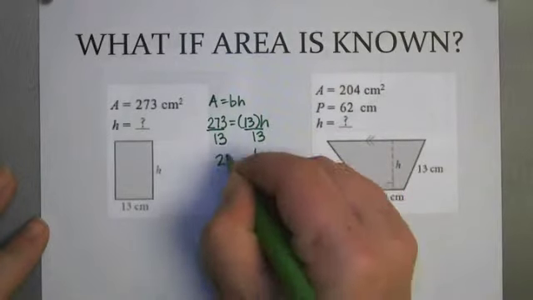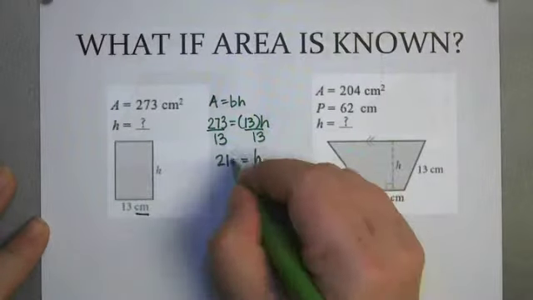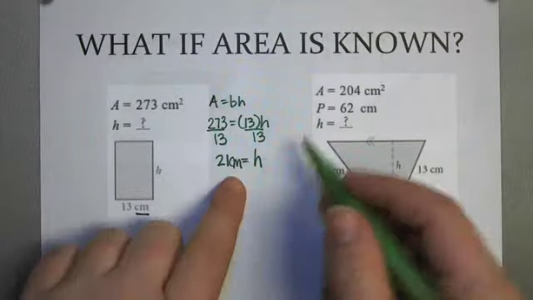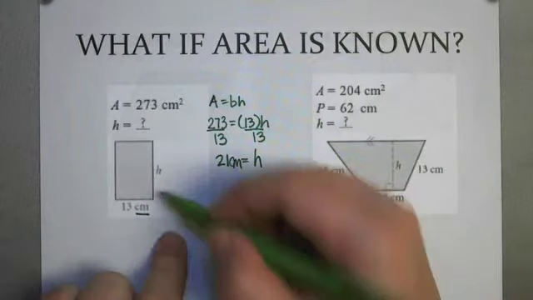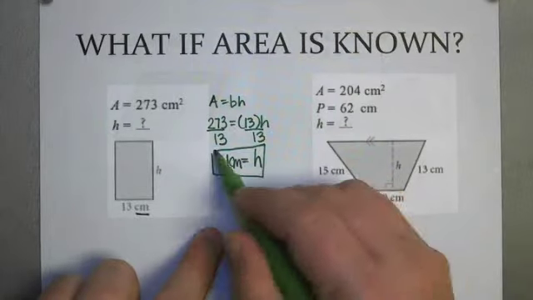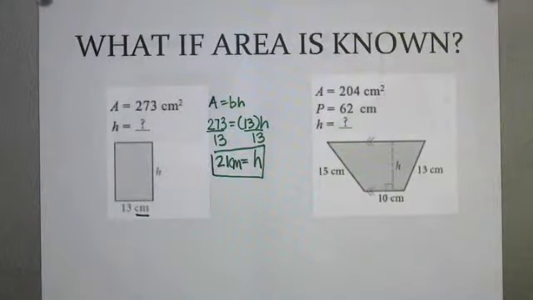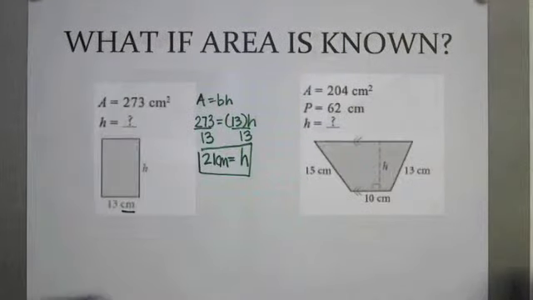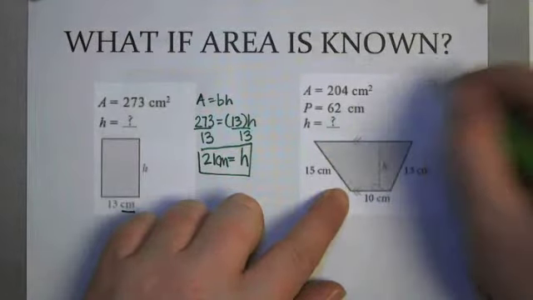And so we get h equals 21. Now, it's 21 centimeters, not 21 centimeters squared, because we're talking about just the one side, not a two-dimensional figure, just the one dimension of the rectangle. So that would be centimeters, not centimeters squared. Now let's look at the trapezoid.